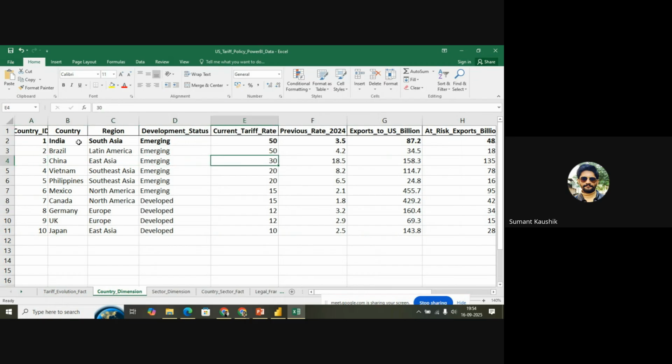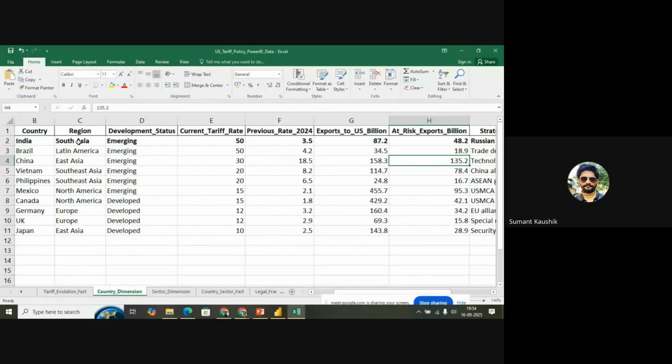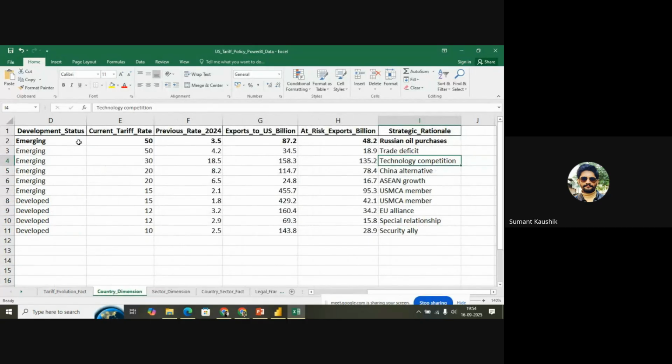Next is the case of China. You can see China has a lesser tariff rate as compared to India right now. China has a 30% tariff rate. Previously, it was 18.5, though not so high as compared to India and Brazil. The exports it was doing to the US were 158. Out of that, 135 have been affected, and the reason is technological competition and geopolitical realignment too.